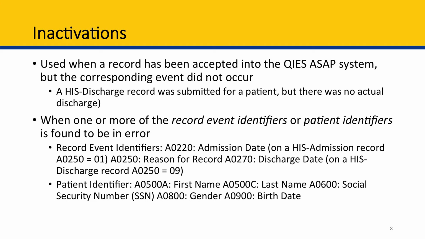An inactivation is used when a record has been accepted into the QIES ASAP system, but the corresponding event did not occur. For example, an HIS discharge record was submitted for a patient, but there was no actual discharge. An inactivation is always used when one or more of the event identifiers or patient identifiers is found to be in error. Record event identifiers include admission date, discharge date, and reason for record. Patient identifiers include first and last name, Social Security number, gender, and birth date.